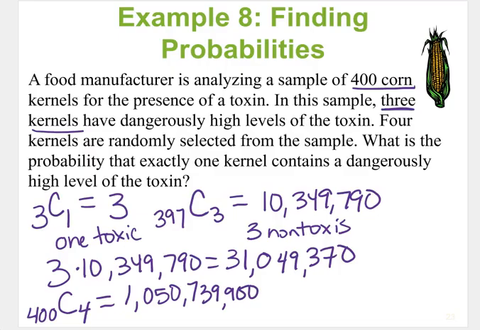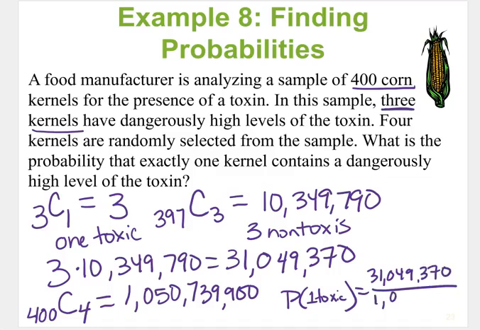So the probability that I get 1 toxic kernel is the 31,049,370 divided by the 1,050,739,900. Crazy big. It comes down to, when you put those in your calculator, 0.030. So you have about a 3% chance of picking that 1 kernel that has dangerously high levels of toxin.